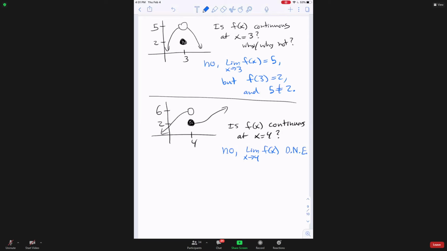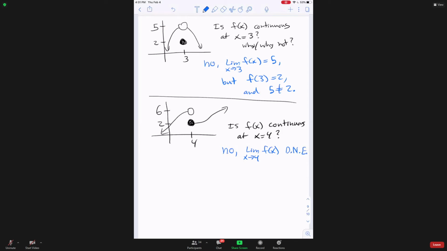Would it be correct to say no, the limit as x approaches 4 from the left side is 6, and the limit of f of x as x approaches 4 from the right is 2, therefore the limit as x approaches 4 of the function of x does not exist? Would that be acceptable? Yeah, that's actually better than my answer because you were more detailed. All right, are we good?